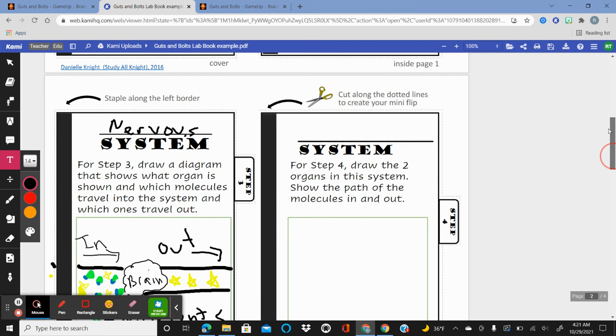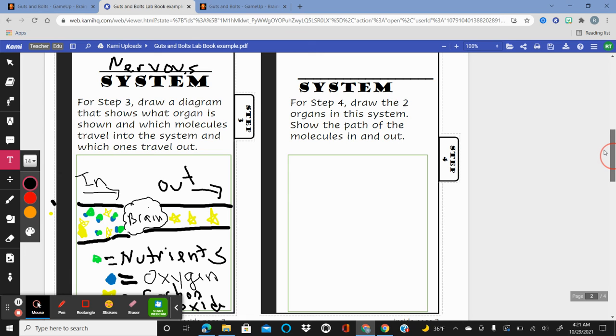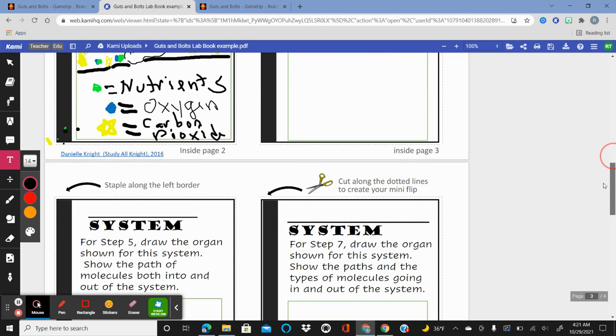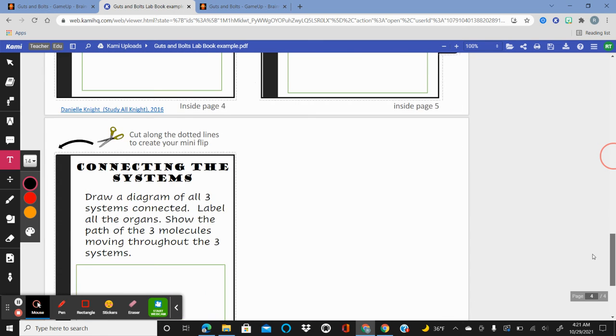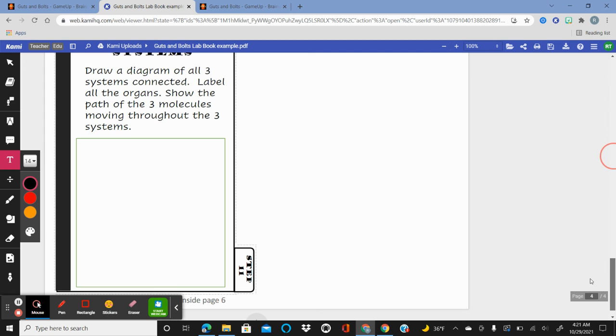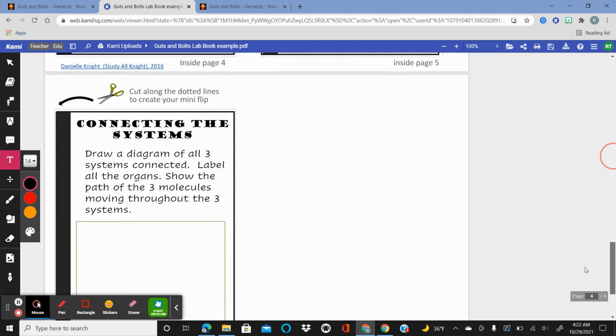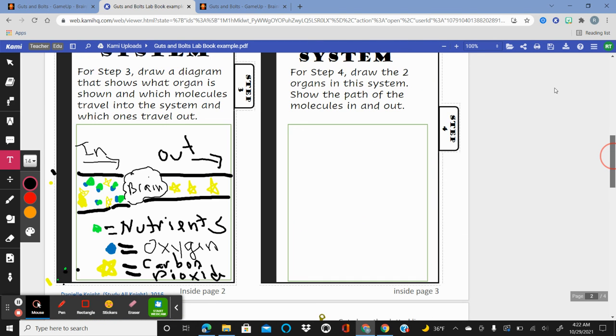Also, except for step 2, you have to label what system it is. Step 2, so 3, 4, 5, 6, and 7, you are labeling the system. 11 is all three together. And you're going to have all three systems in there that you've built, the in and the outs from each of the organs. This is an aspire to do, by the way. I know a lot of you will get there, but that's an aspire to do.